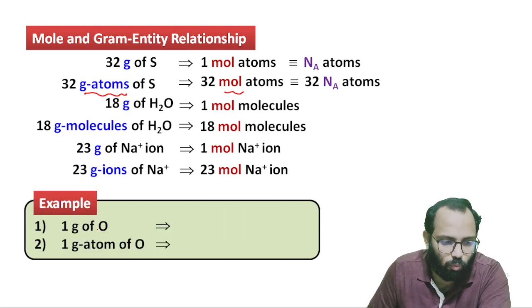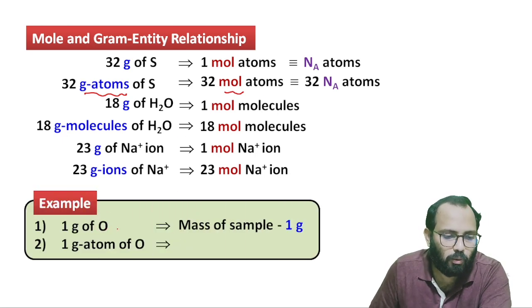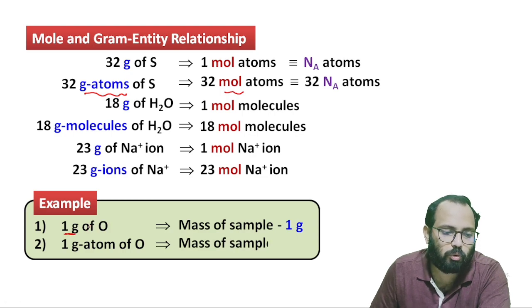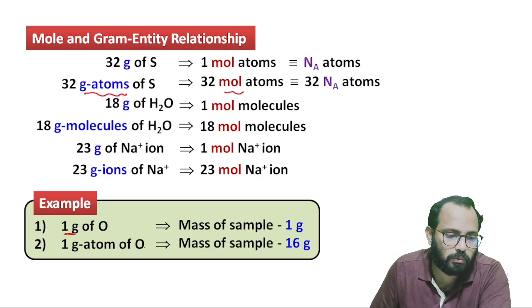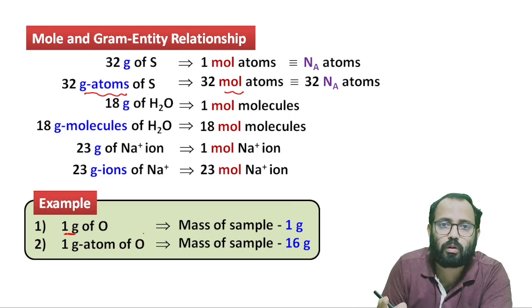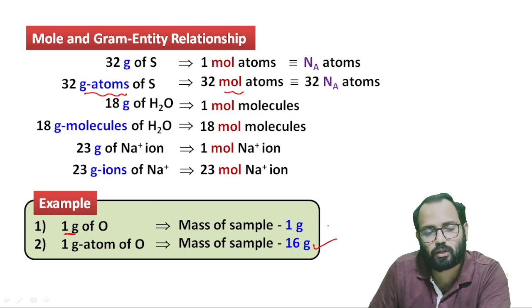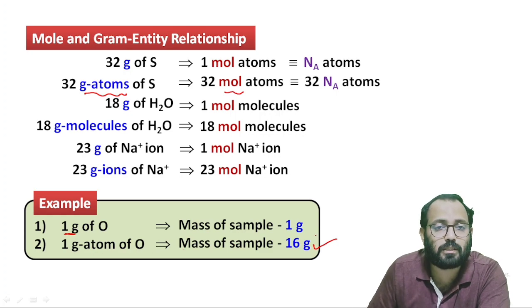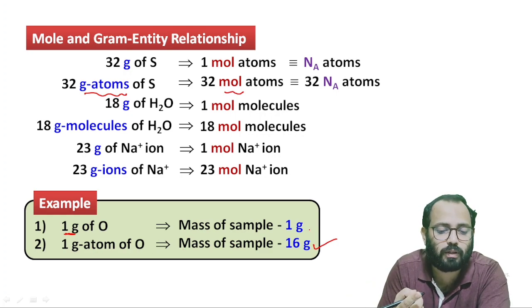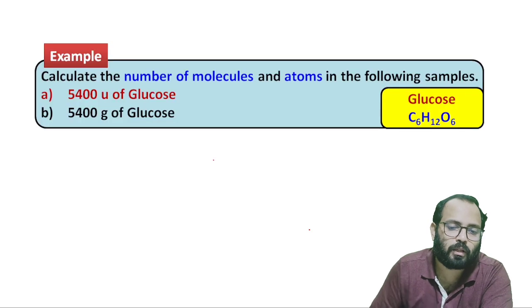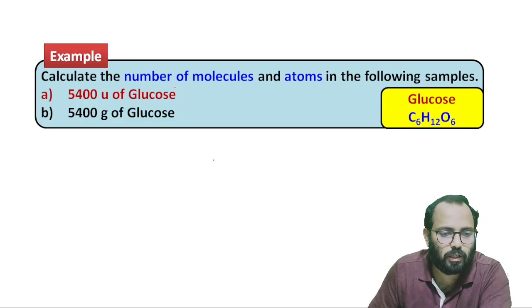If you talk about 1 gram of oxygen, we can say that the mass of the sample of oxygen is 1 gram. If you talk about 1 gram atom of oxygen, that means 1 mole of oxygen atoms is there. 1 mole of atoms of oxygen will have a mass of 16 gram. You got the point? 1 gram of oxygen is just 1 gram, but 1 gram atom of oxygen is 1 mole of oxygen atoms, which is going to have 16 gram mass. Okay, so this is going to be the last question.